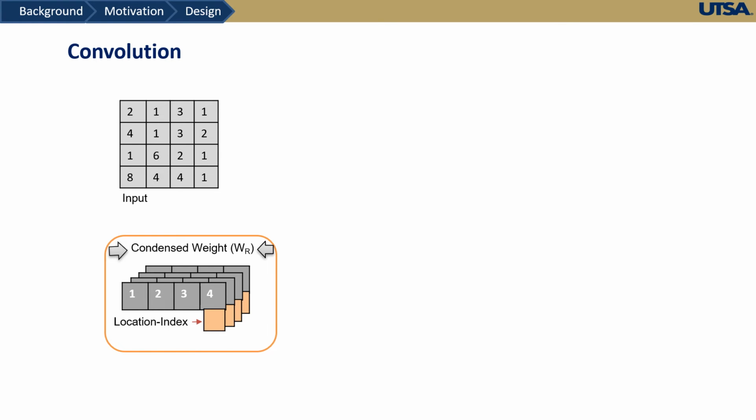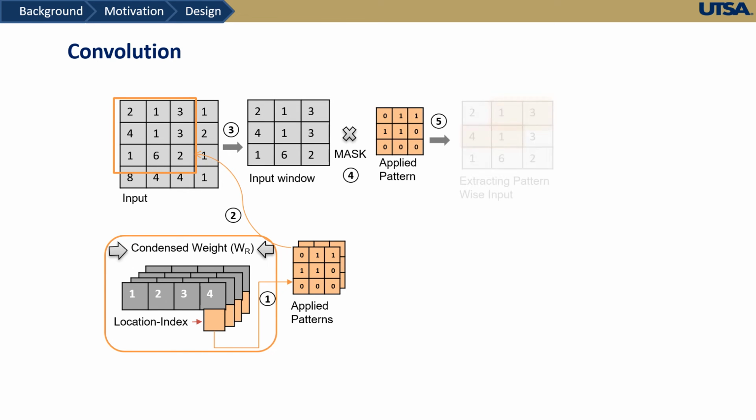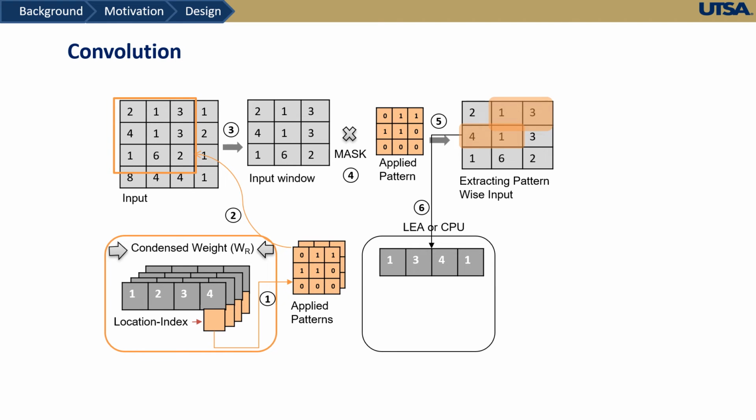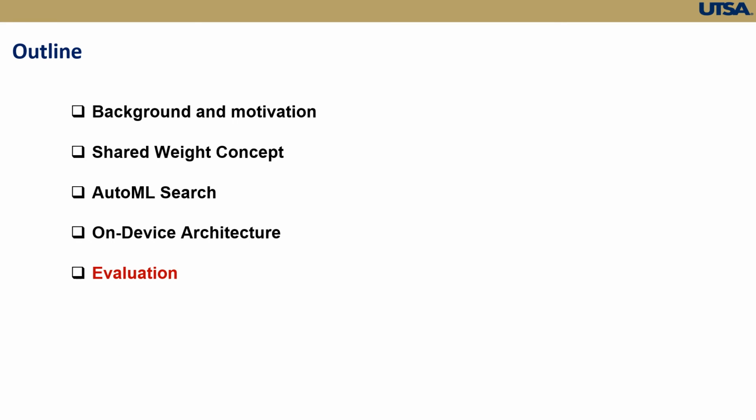So after the extraction process, we have the condensed weight. Condensed weight also has a location index. By using the location index, we find the applied patterns, and we will use this applied pattern on the input window and find the pattern-wise input and move it to the ALU. And we also move the condensed weight to the ALU, and we will perform multiply and accumulate operation using the low energy accelerator or CPU. And finally the output is written to the output location, and this is how the convolution operation is done. And now we will talk about the experiment and results.